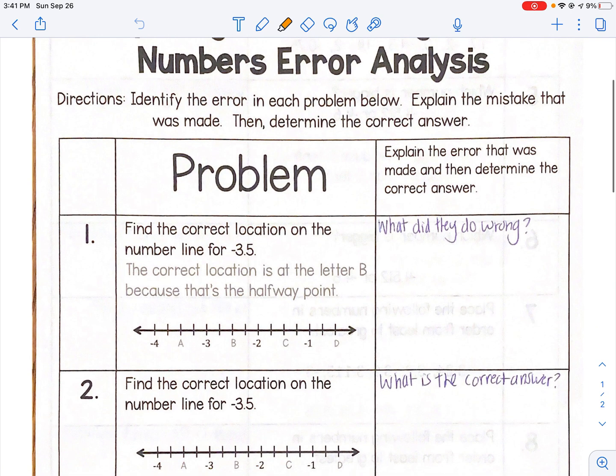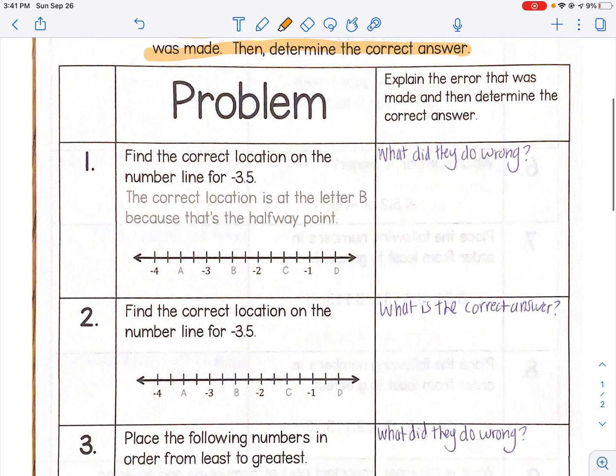So the directions say, identify the error in each problem below, explain the mistake that was made, then determine the correct answer. So you can see here that number 1 and number 2 are the same question, and that's kind of how it works. 1 and 2 will be the same question, 3 and 4 will be the same question, 5 and 6 will be the same question, so on and so forth. But what question they ask you in the box is different, right?